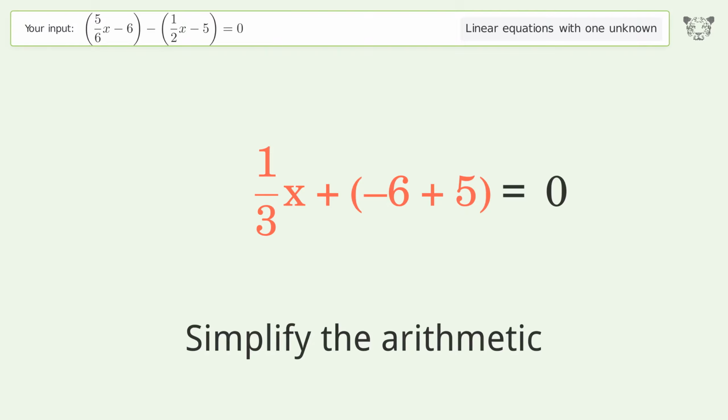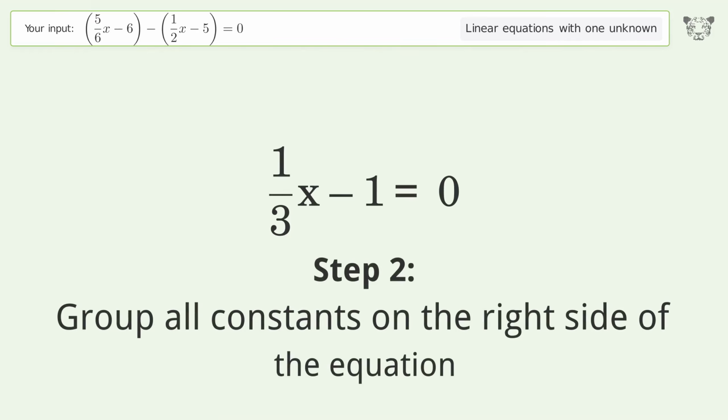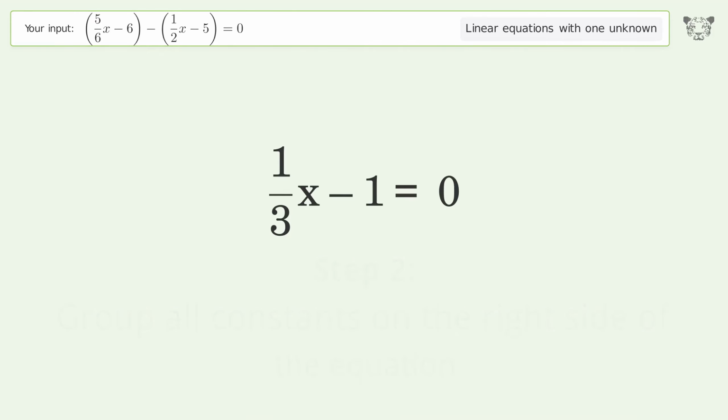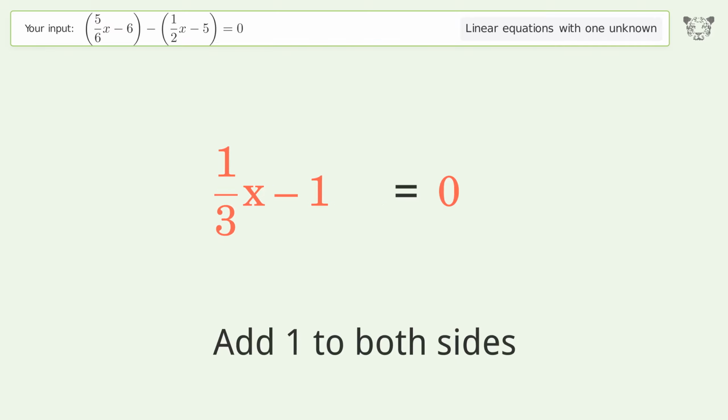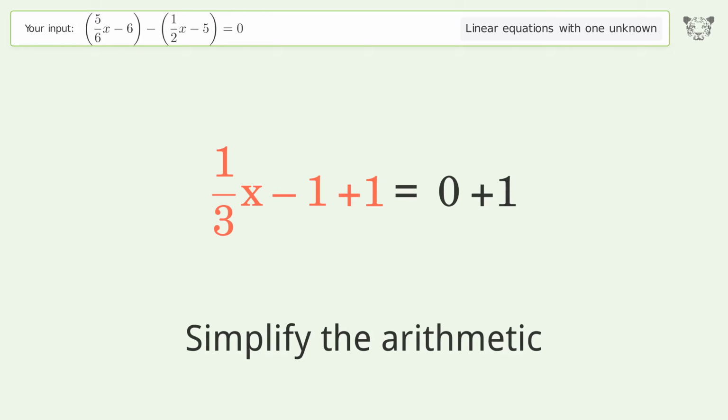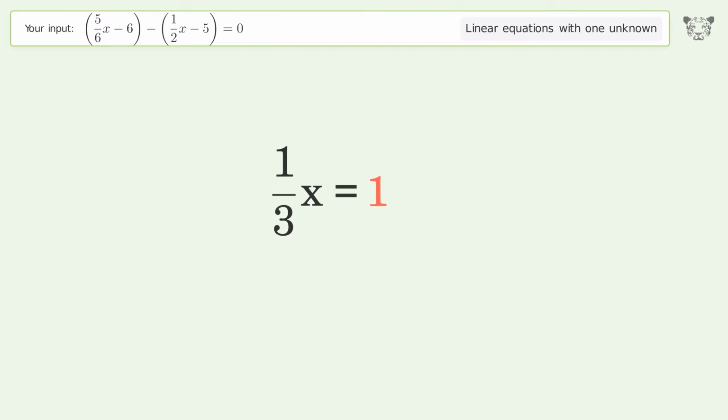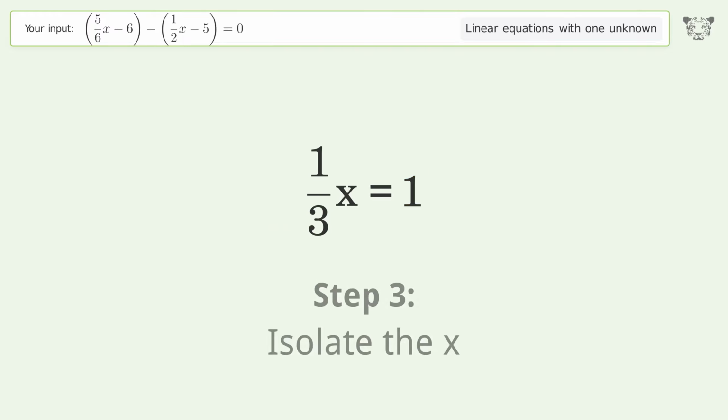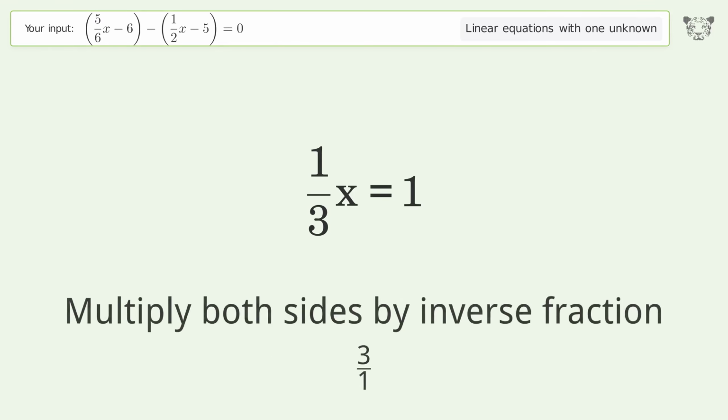Simplify the arithmetic. Group all constants on the right side of the equation. Add 1 to both sides. Simplify the arithmetic. Isolate the x. Multiply both sides by inverse fraction 3/1.